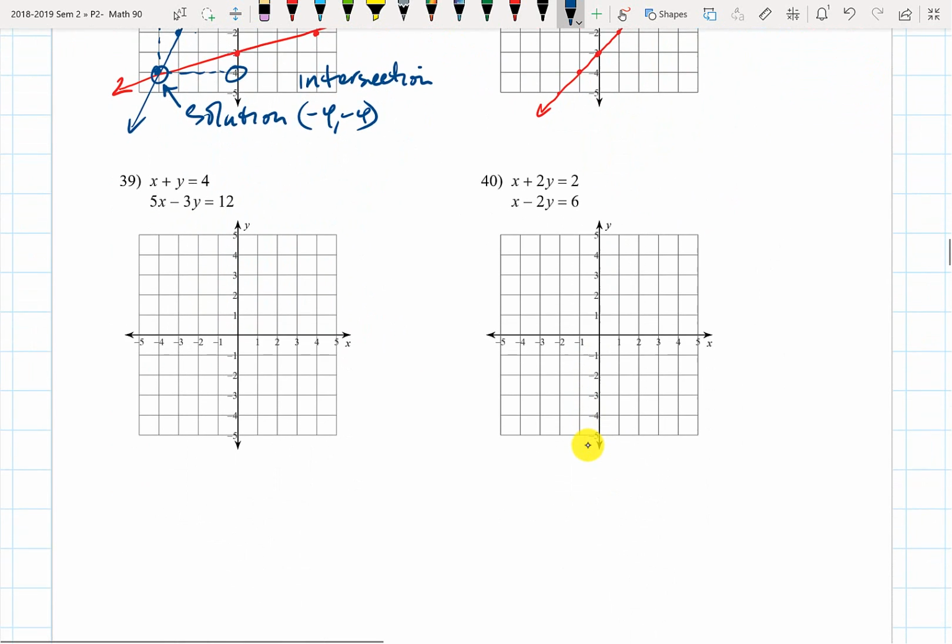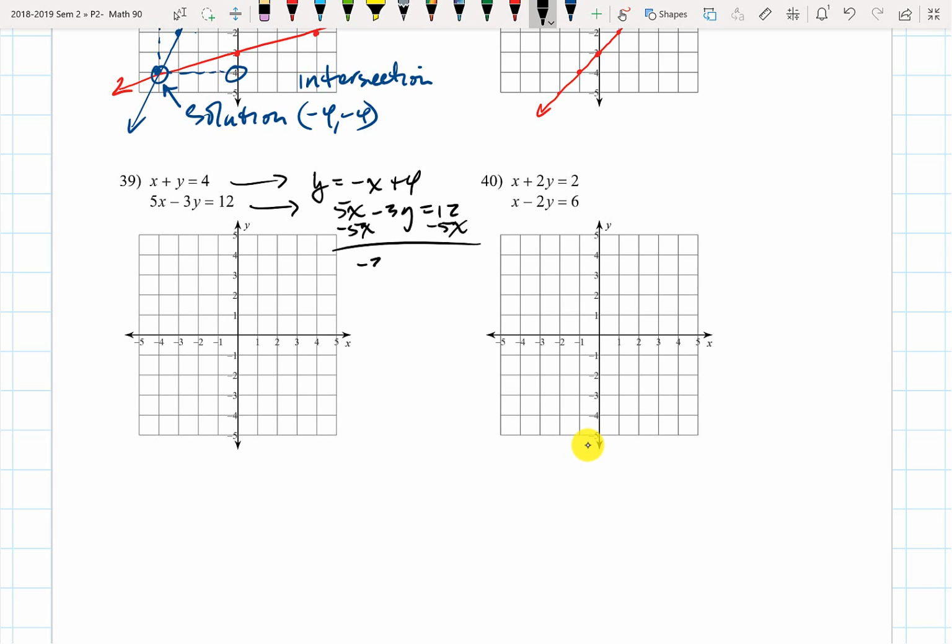All right, now numbers 39 and 40, same idea, but in standard form. This one is y equals negative x plus 4. And this one you're going to have to do a little more work. Let's solve for y. 5x minus 3y equals 12. Subtract 5x. You get negative 3y equals negative 5x plus 12. Divide everything by negative 3. You get y equals 5/3 x minus 4.